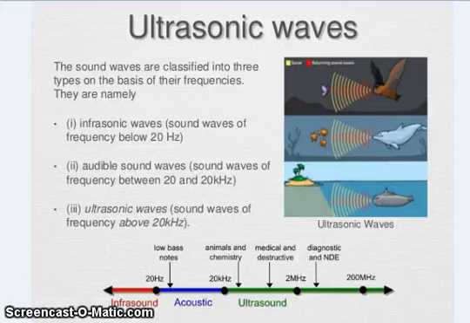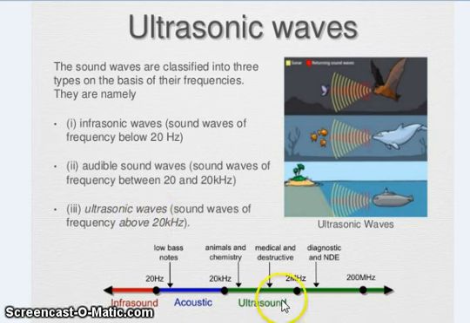So before that, what are ultrasonic waves? Sound waves are classified into three types on the basis of their frequencies. First is infrasonic waves: sound waves having frequency below 20 hertz. Then audible sound waves: sound waves of frequency between 20 hertz and 20 kilohertz. And then ultrasonic waves: sound waves of frequency above 20 kilohertz, right?